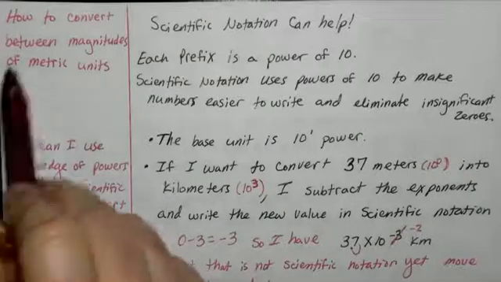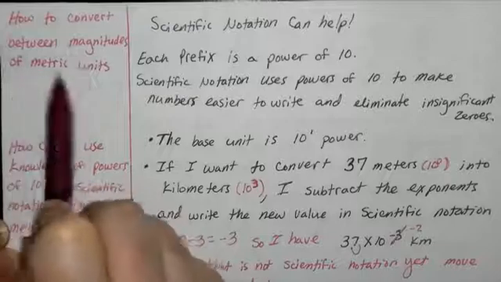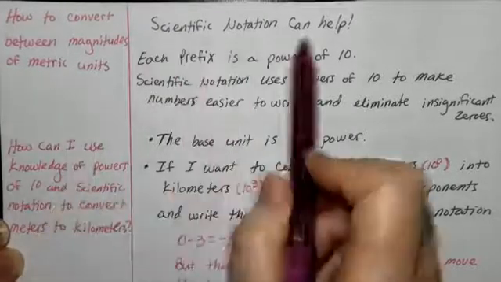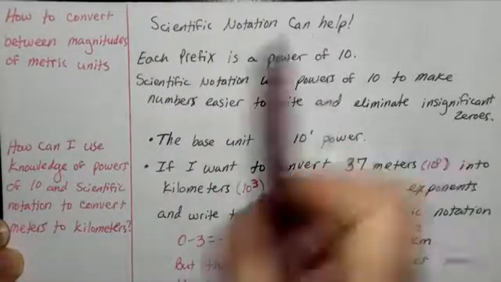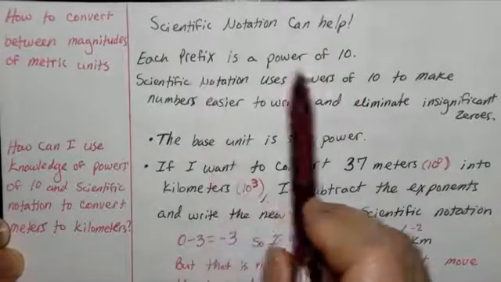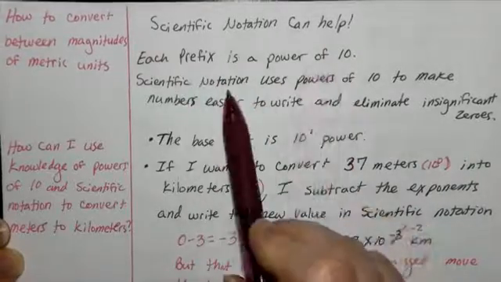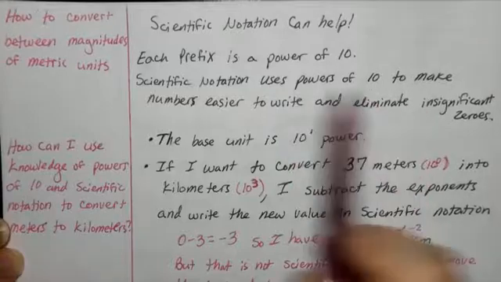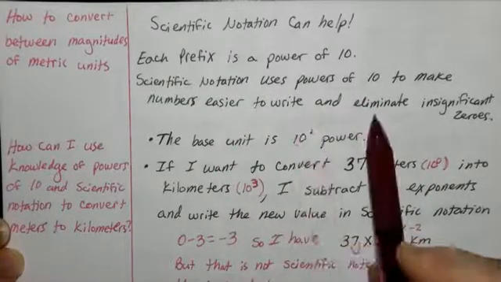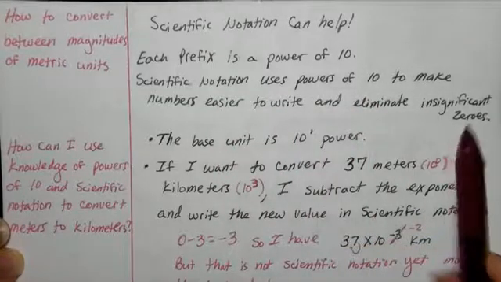All right, so how to convert between magnitudes of metric units? Well, scientific notation can actually help us. Every prefix is a power of 10. Scientific notation uses powers of 10 to make numbers easier to write and eliminate insignificant zeros.